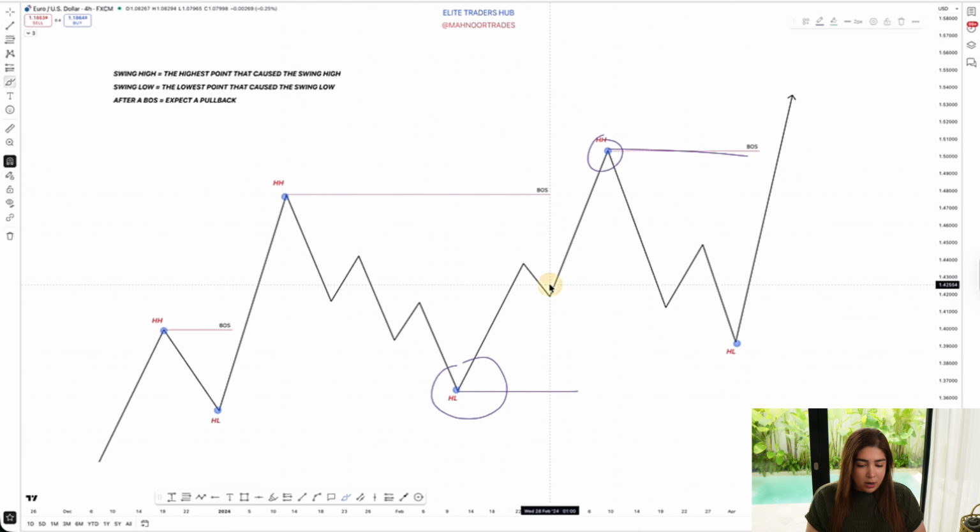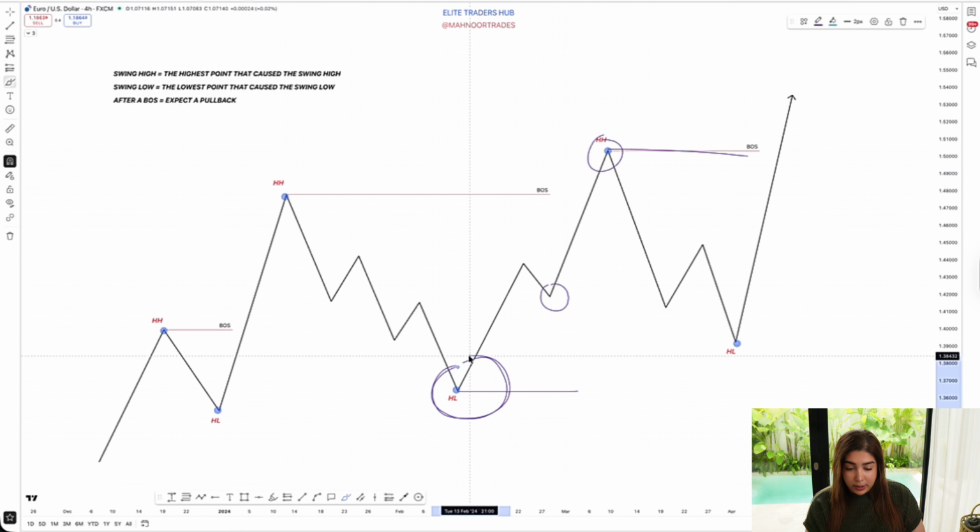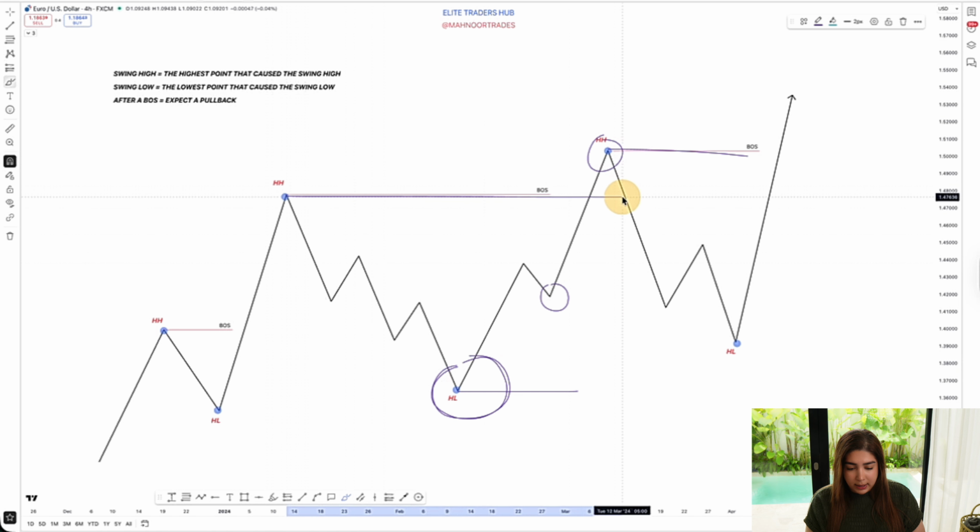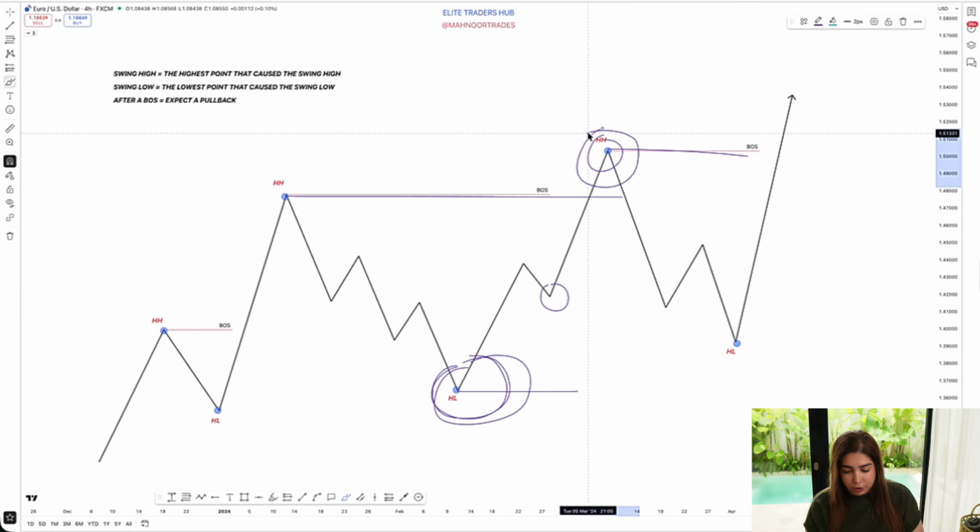Why am I not marking this as my new swing point? Why am I only taking this one? Because it is the lowest point in a bullish market that caused the break of structure of the previous swing high. That is why this level here matters, and then once price has created a new high, that level matters. That becomes your new range.